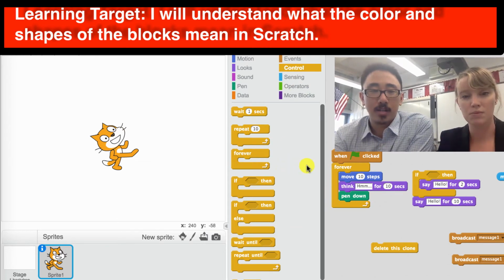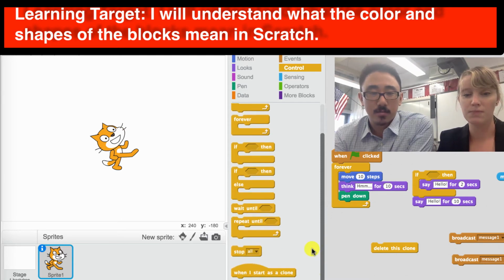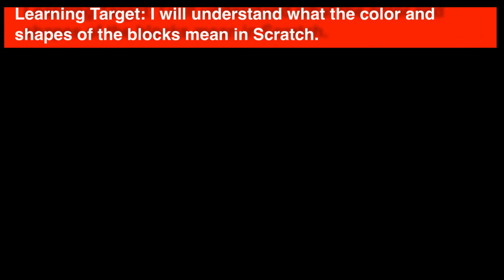In the control palette, this has everything to do with the control flow of your program. That includes directing where, how and when code is going to run, whether the code is going to run or not, and how many times the code is going to run. That's why we have the repeat blocks, the forever block, and the if then, else, etc. It also includes any blocks that have to do with clones here.